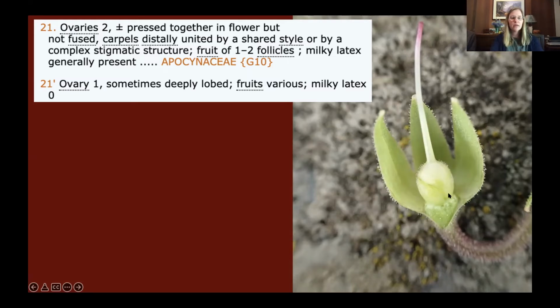And again, it looks like we have 1 single ovary, and this is really a clear description of Apocynaceae, which if you're familiar with milkweeds and their relatives, you will recognize this as not one of them. So we'll go with the second choice here.